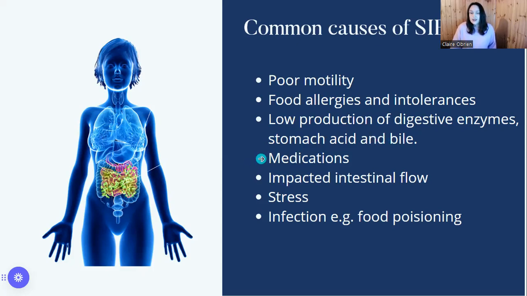Other medications like antidepressants or long-term medications for blood pressure can impact on our motility and cause SIBO too. Impacted intestinal flow, where there are physical blockages that are stopping us from having proper intestinal flow, so we get either constipation, or constipation with overflow, or diarrhea. Stress would be another big one, but that can be physical as well as emotional, and infection, like I mentioned already.